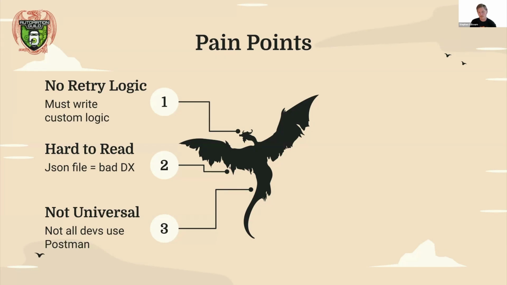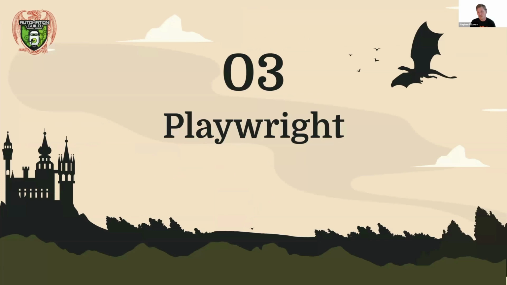And then the third one is that it's not universal. It works great when everyone uses the same tool, but sometimes you're working with developers that are used to something else, and they don't want to use Postman to look at tests, because they're used to their own workflow, maybe Paw or some of the open source tools. So overall, you can do everything to test this API with Postman, but there are some things to think about. And now we'll go over to Playwright.